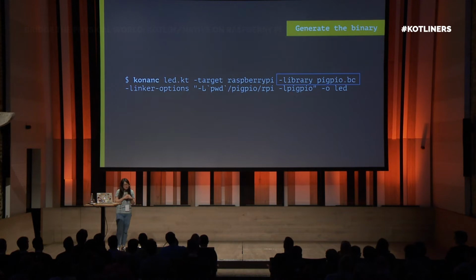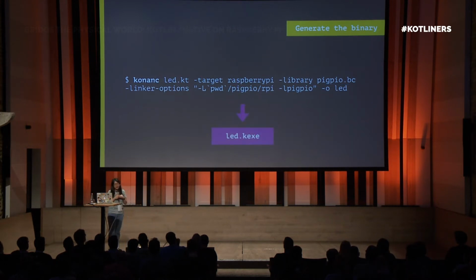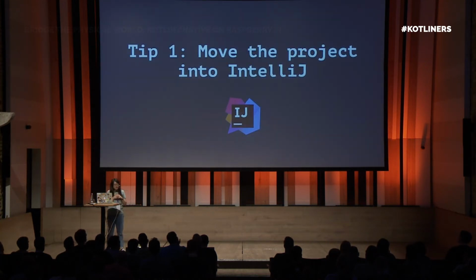Then these lines help me compile the code I just wrote and generate an output called led.kexe, which is the binary executable that can be run on the Raspberry Pi. And from that on, it works. I was thinking, the command line is nice, but we should always improve our development conditions. So I decided to move the project into IntelliJ.